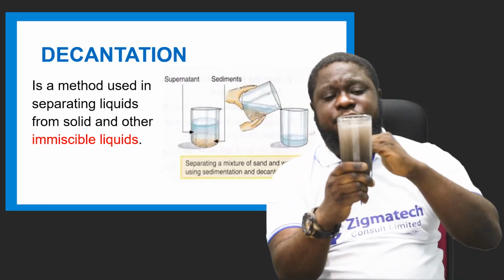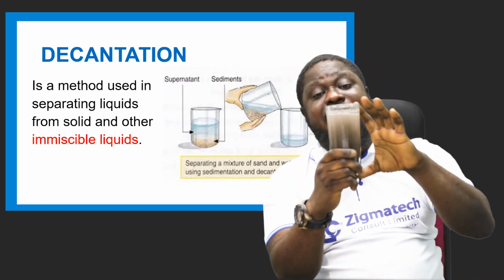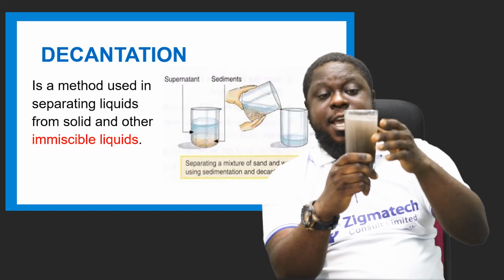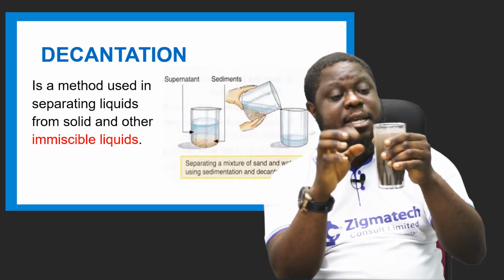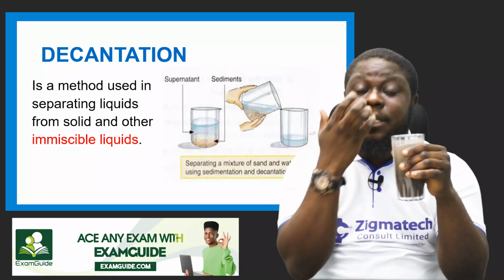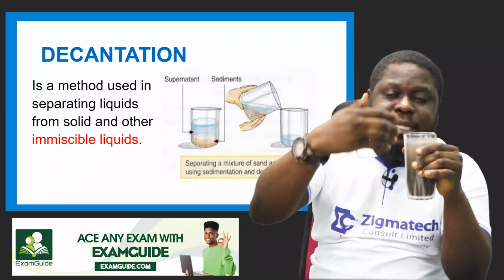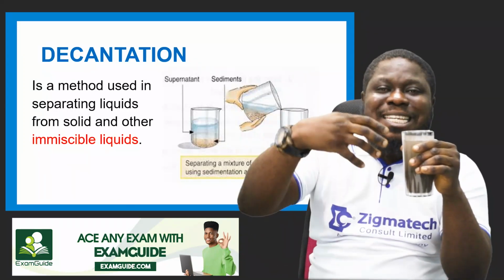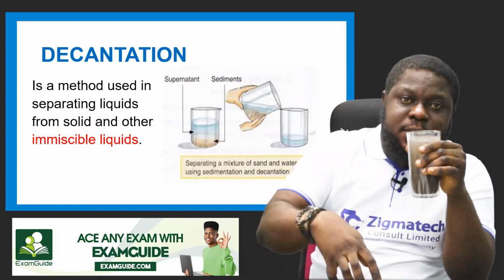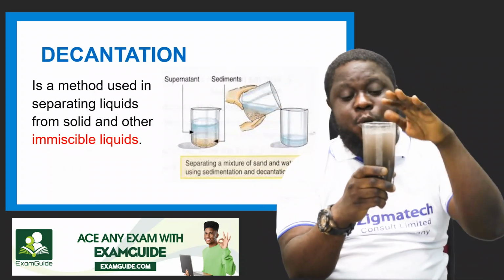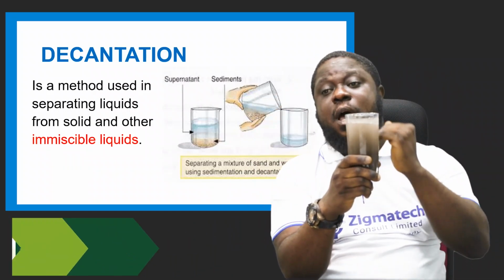Now, why is this separation? Why is it that this separation was made? It's because the sand is more dense than the water. The sand has more mass and volume than the water. The sand has more weight than the water. And that is why the sand went down and the water is up.